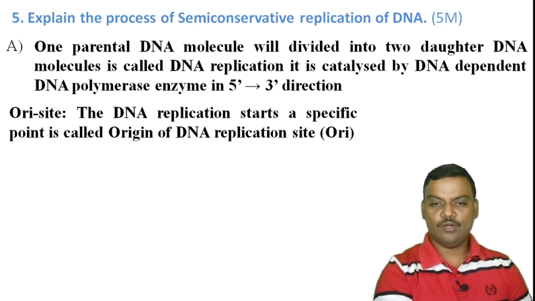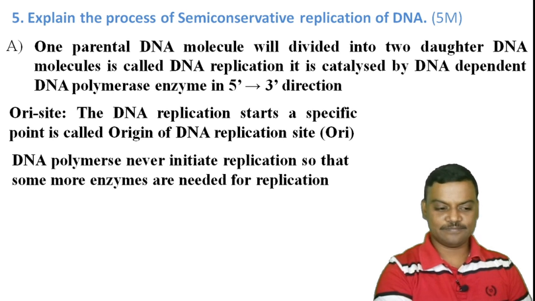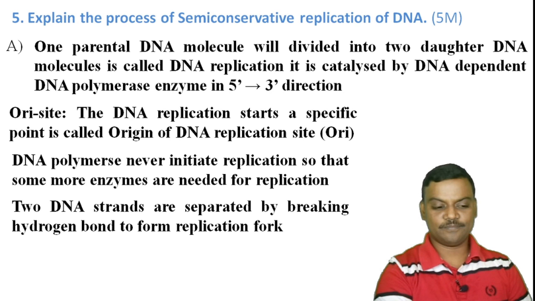The second point, the ORI site. It is also called the origin of replication site. So the point where DNA replication starts is called the origin of DNA replication, or ORI site. DNA polymerase never initiates replication, so some more enzymes are needed for the replication process. The two DNA strands are separated by breaking hydrogen bonds to form a replication fork during replication.